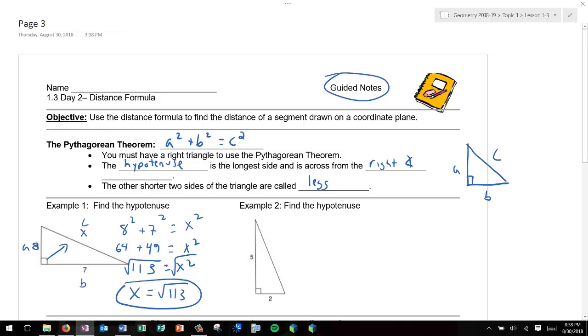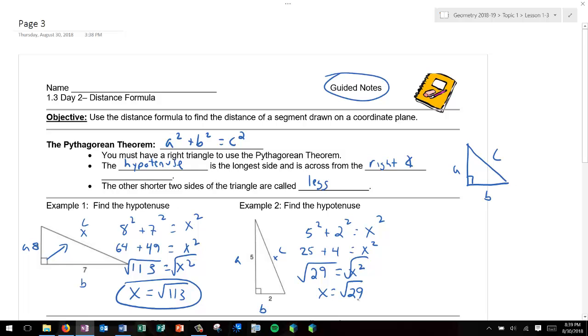We're going to leave everything in simplest radical form when we can in this class. We're not going to find decimal approximations. We're just going to leave it as is. So at this point, go ahead and try the second one, identifying where the hypotenuse is and then setting up your Pythagorean theorem from there.